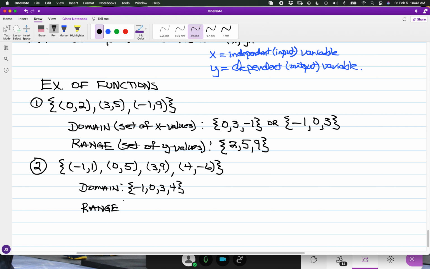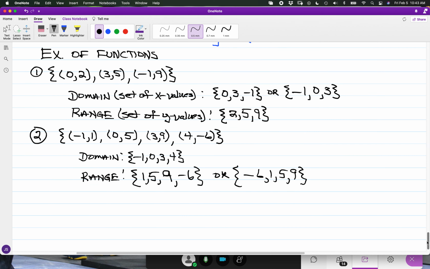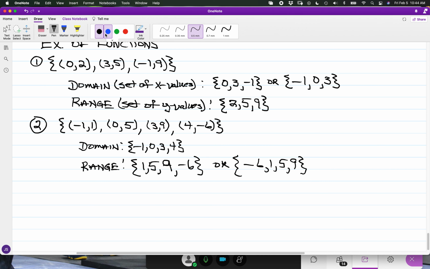As for what we have in the case of the range, you've got 1, 5, 9, and -6. Again, you could reorder this from smallest to largest. So you have -6, 1, 5, and 9.